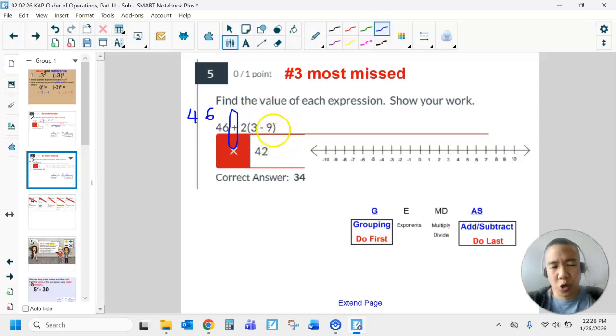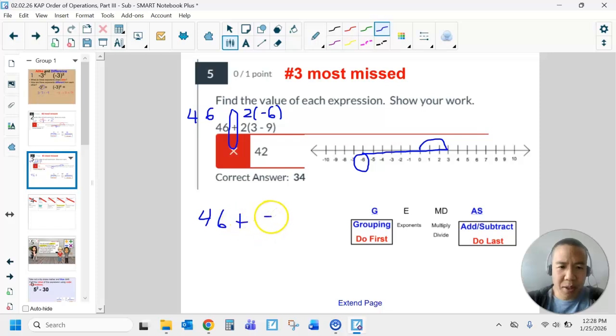Let's look at the right term: 2 groups of 3 minus 9. What is 2 groups of 3 minus 9? We need to do the grouping symbol first. So I go to 3 minus 9. I go back 9 spaces, so it's -6. What is 2 groups, or 2 times -6? 2 times -6 is -12. So 46 plus -12. 46 means I go right 46 spaces.